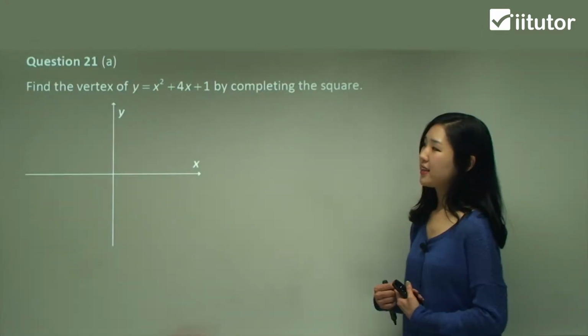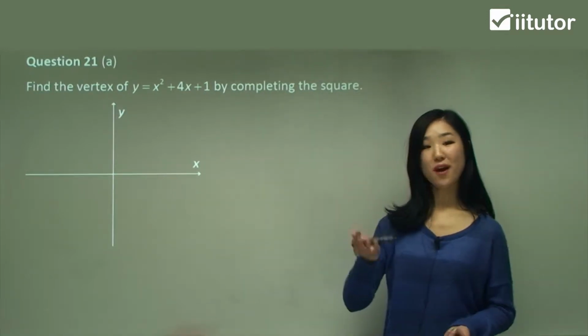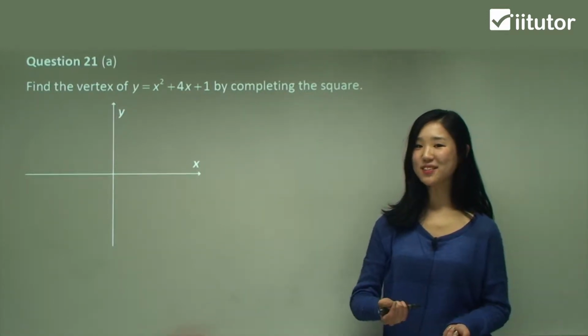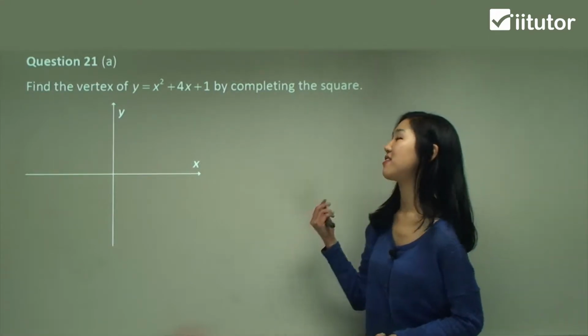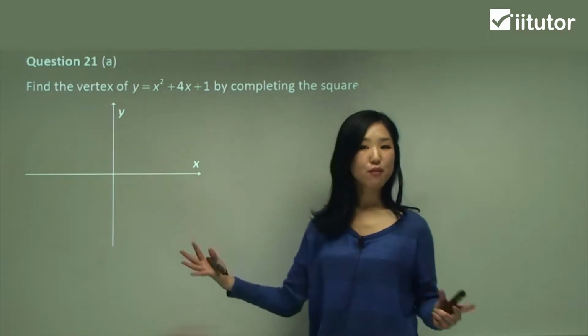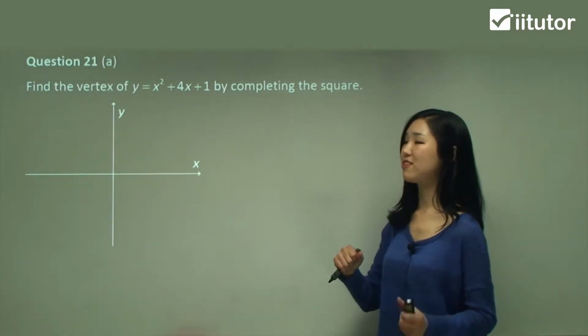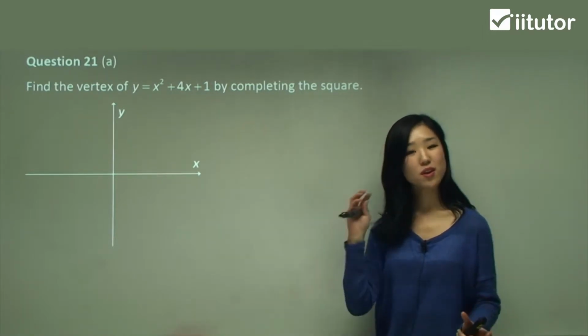Question 21 says, find the vertex of y equals x squared plus 4x plus 1 by completing the square. I'm going to start off with part A, finding the vertex. Now, as you can see, guys, this is in an expanded out form. So our task is to use completing the square to make that into a form where we can quickly identify the vertex.